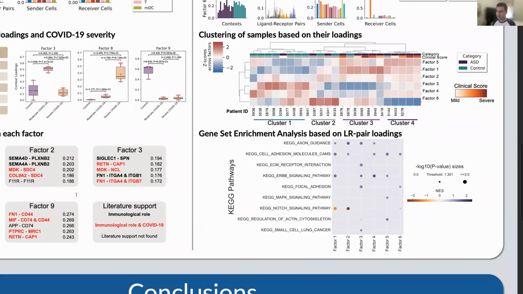Also, instead of having the top ligand receptor pairs, we can perform a gene set enrichment analysis using the loadings of the ligand receptor pairs in each of the factors. So we can perform the analysis in a factor-specific way and obtain what biological processes could be involved in each of the factors. And here we were able to observe, for example, factors 3 and 4 that seem to be associated with the control condition versus the ASD, or increased at least in the control condition. They seem to be associated with axon guidance, some cell adhesion molecules in some cases, and the ERBB signaling pathway.